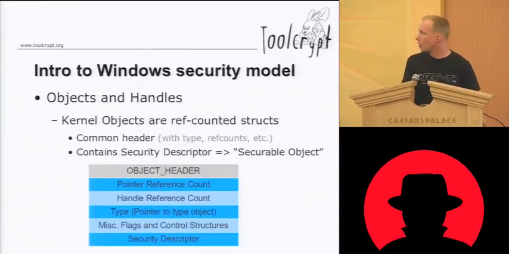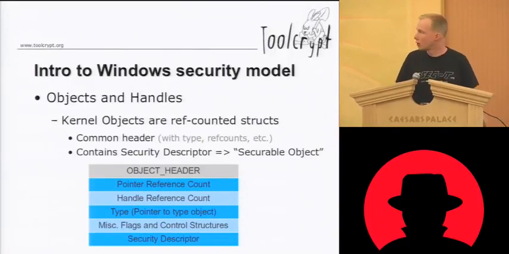Now, resources in Windows are most of the time represented by so-called objects in the kernel. This has nothing to do with object-oriented programming or anything like that. They're just called objects. And these live in the kernel, so they're not accessible to user-land applications, of course, because they could be manipulated.